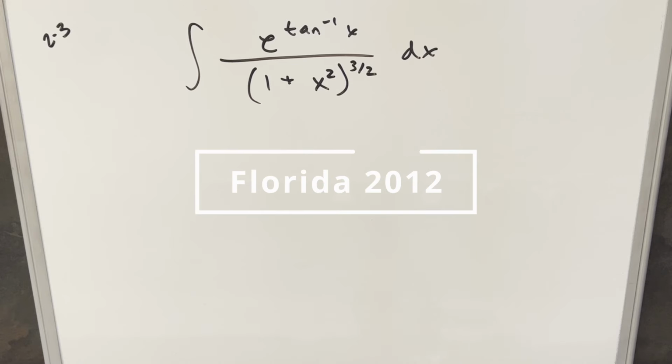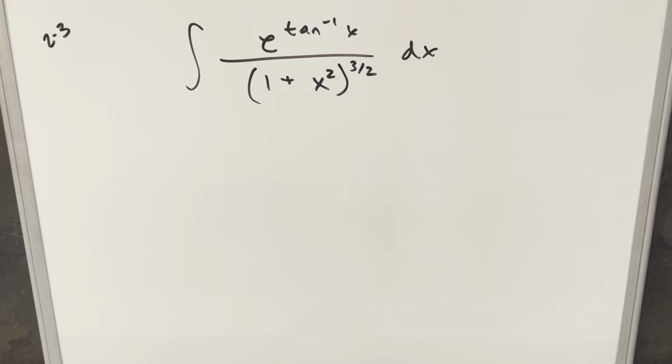Okay, we read today another integral. This one's from the Florida Integration Bee from 2012, round 2, problem 3. We have the integral of e to the arctan x over (1 plus x squared) to the 3/2 dx.